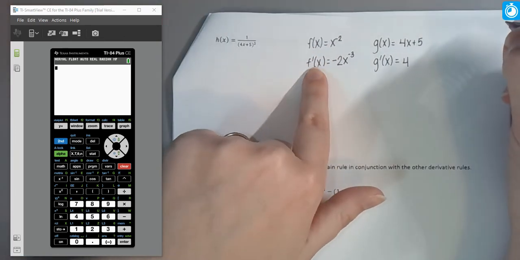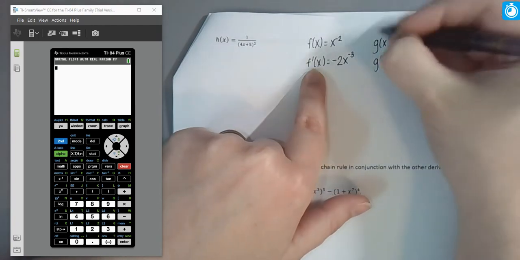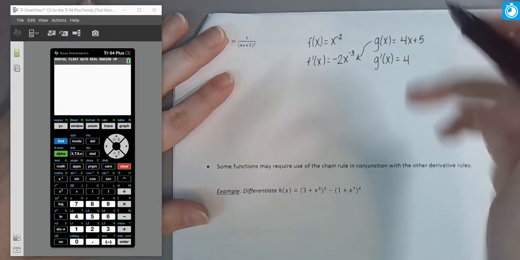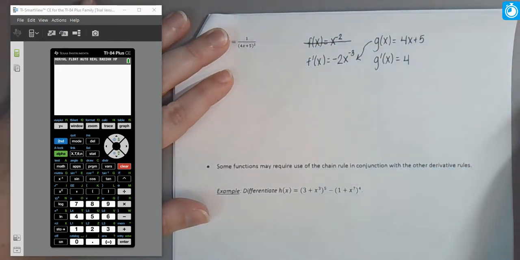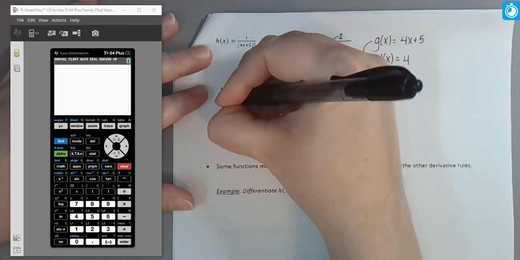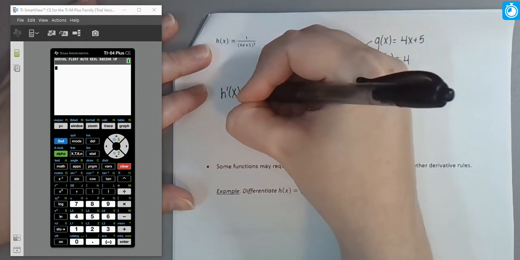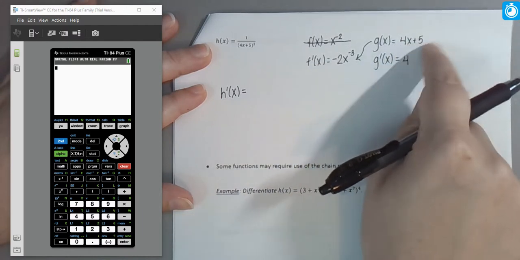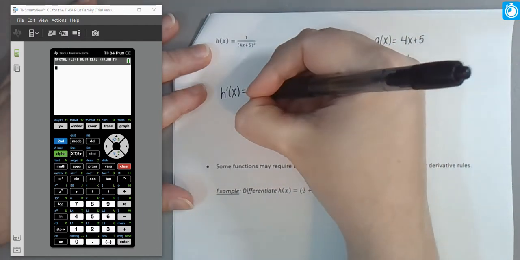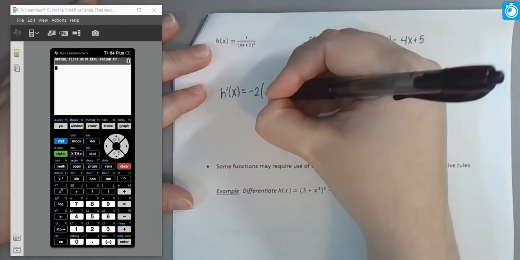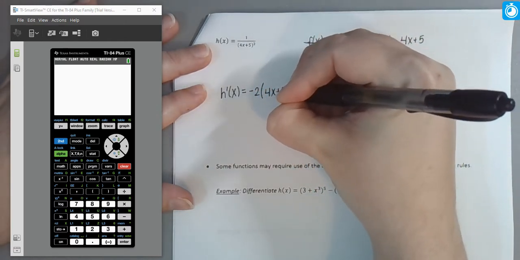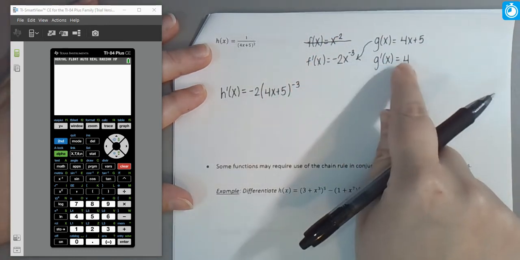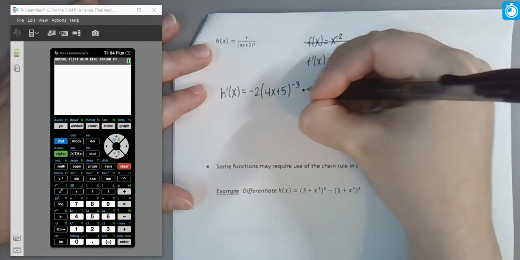So it'll be f prime of x with g of x plugged in, times the derivative of g of x. So I no longer need f of x. So the derivative, h prime of x, is going to take my outer derivative, substitute in my inner function to that derivative, so negative 2 times 4x plus 5 raised to the negative 3 power, and then multiply by the derivative of that inner function, so times 4.